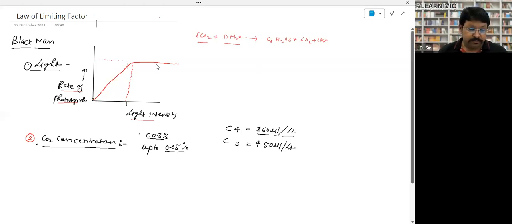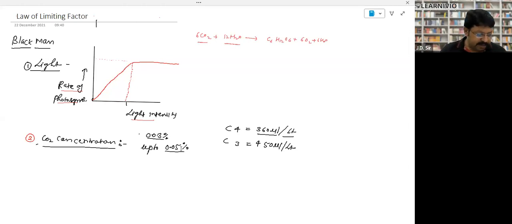One more thing. Light is the factor, and this is the rate of photosynthesis. When you increase the light intensity up to a certain limit, the rate of photosynthesis increases. But after a particular limit, whatever light intensity you increase, the rate of photosynthesis will not increase. The same with carbon dioxide concentration. Increase the carbon dioxide concentration from 0.03% to 0.05%, and the rate of photosynthesis will increase, but after 0.05% the photosynthesis rate will not. So that is the limiting.